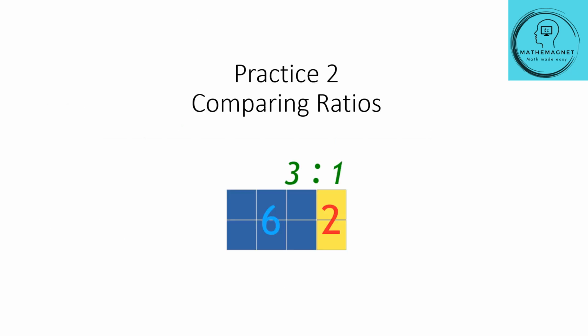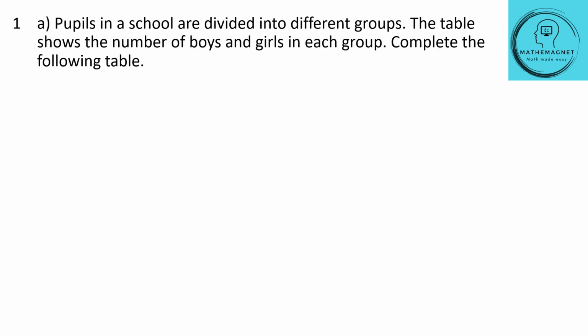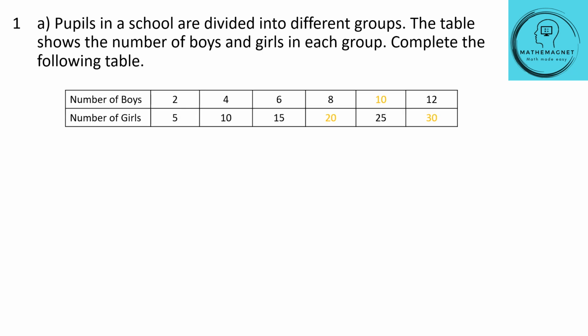Now let's try to solve practice 2, comparing ratios. Question 1a. Pupils in a school are divided into different groups. The table shows the number of boys and girls in each group. Complete the following table. So over here when we see this table, the number of boys and number of girls in different groups are given.